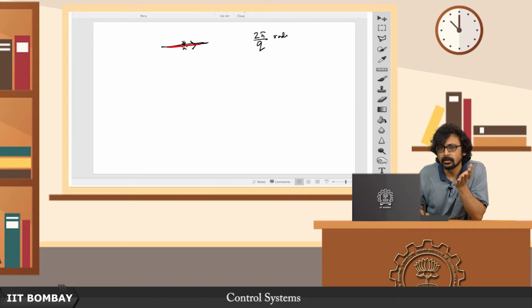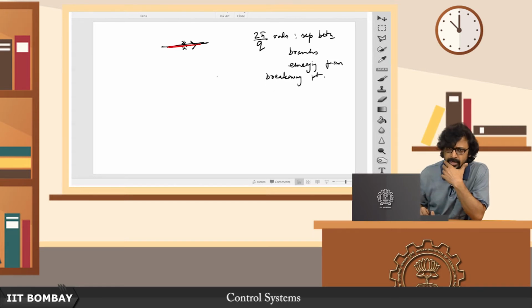So this is the separation between branches emerging from a breakaway point. So that is the case, and this happens to be one such branch.